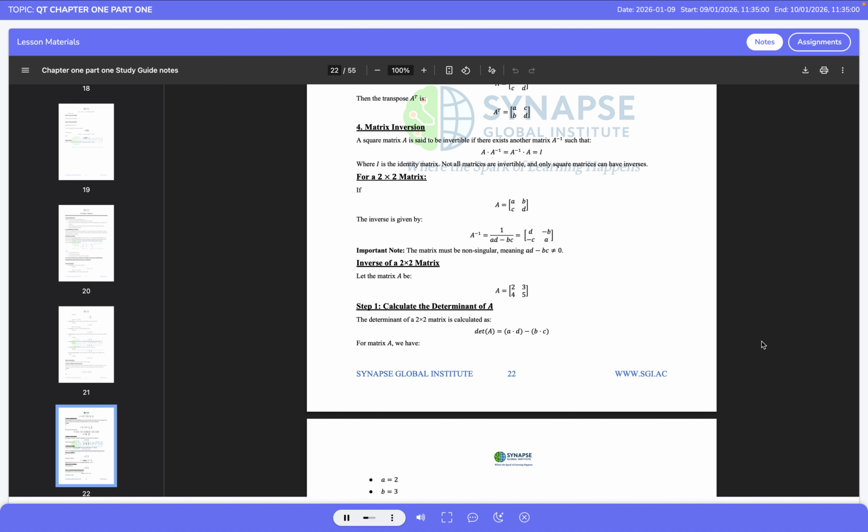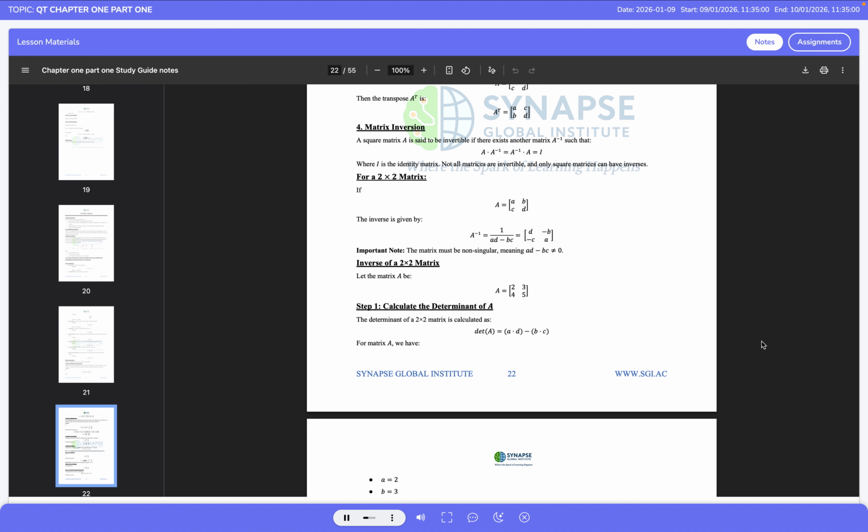To illustrate this, consider a 2 by 2 matrix with elements 2, 3, 4, and 5. The determinant is calculated as 2 multiplied by 5, minus 3 multiplied by 4, which gives 10 minus 12, resulting in negative 2. Since this is not 0, the matrix is invertible. The inverse is obtained by dividing each element of the adjusted matrix by negative 2, producing a matrix with elements negative 2.5, 1.5, 2, and negative 1.